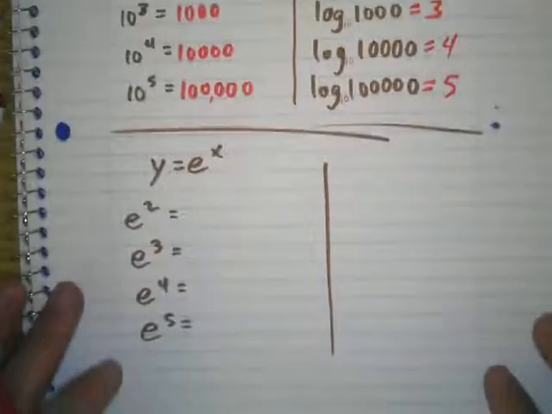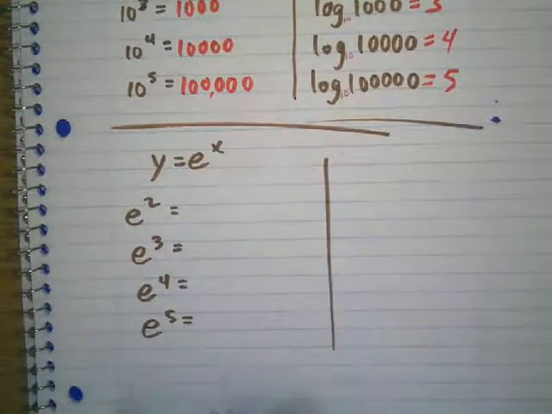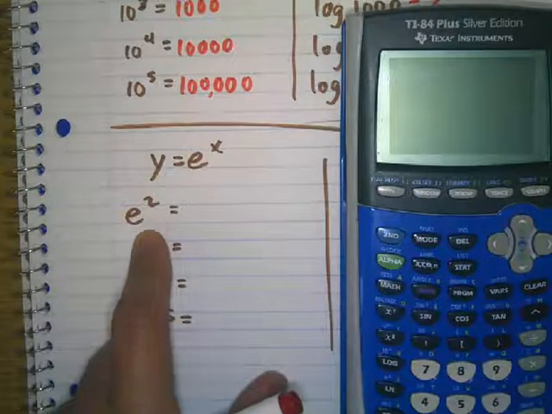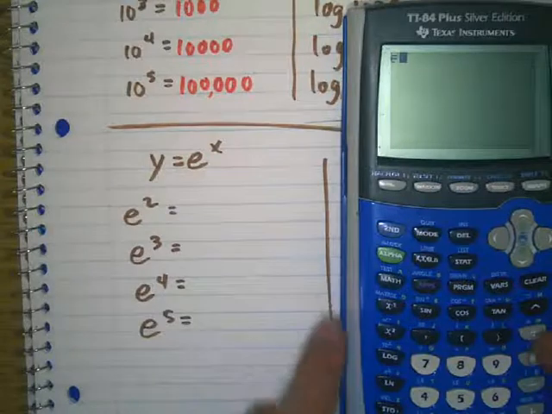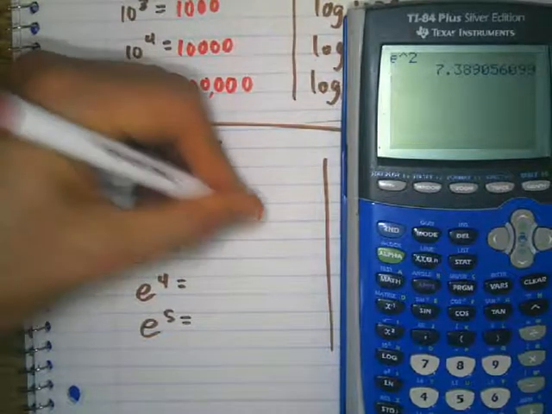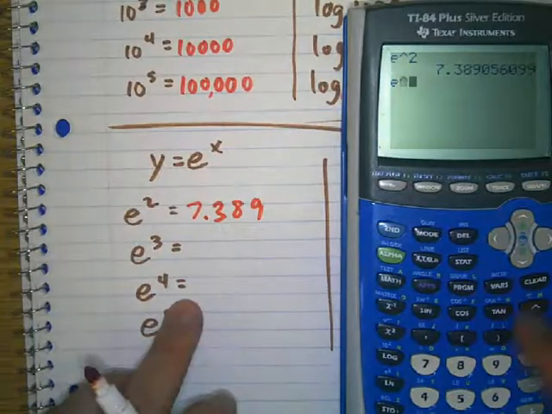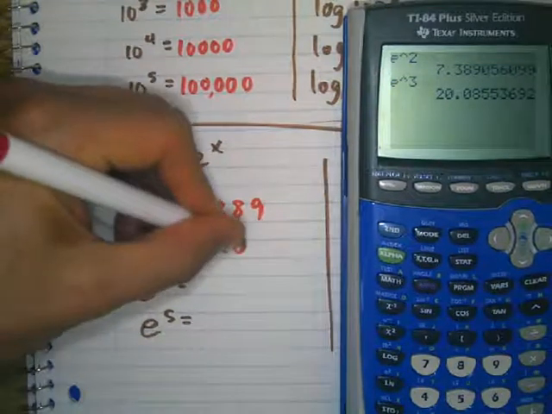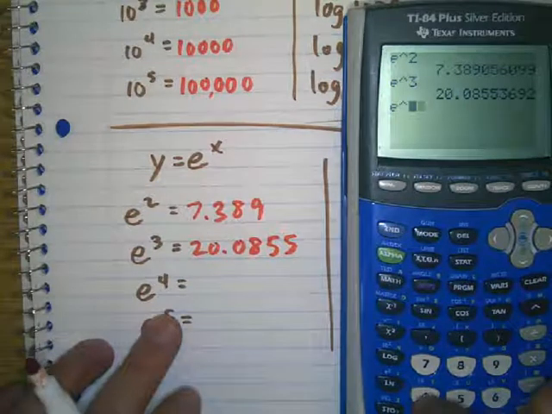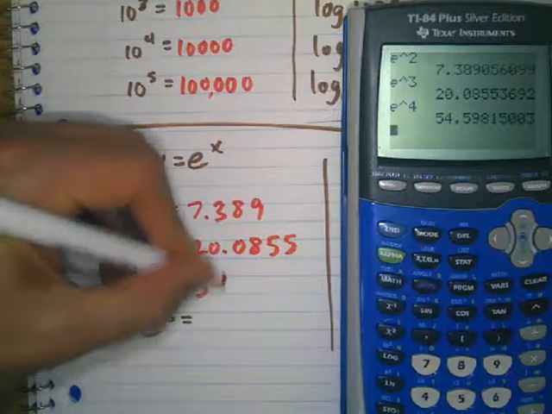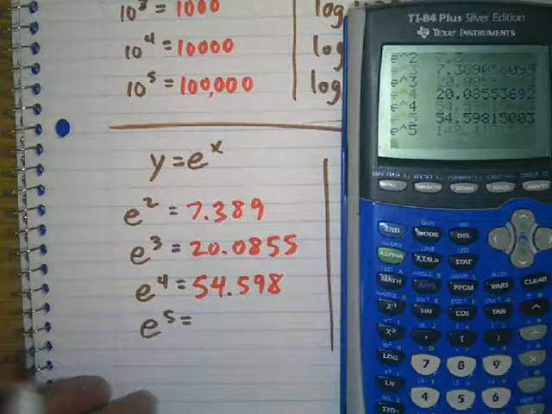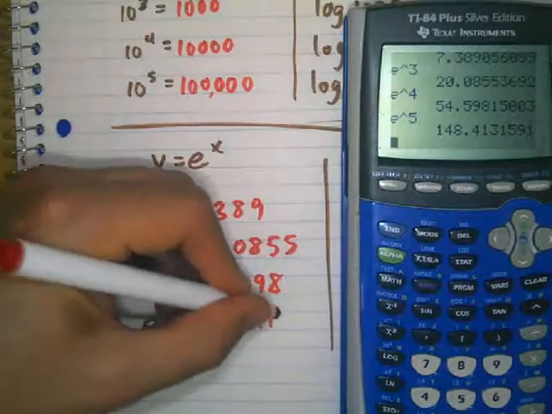Let's look at this here. If I've got y equals e to the x power, let's just try this. Where is e on the calculator? e to the power 2 equals 7.389. e to the power of 3 equals 20.0855. e to the power of 4 equals 54.598. The last one, e to the power of 5, is 148.413.